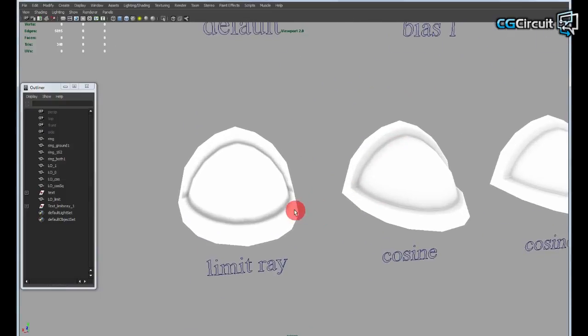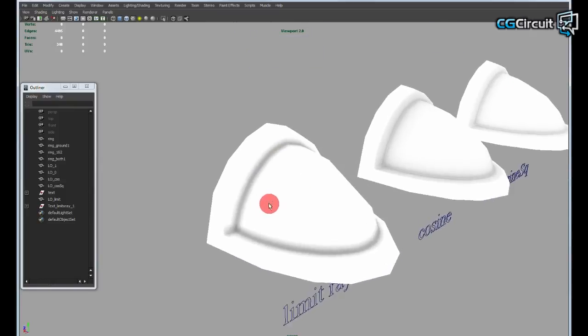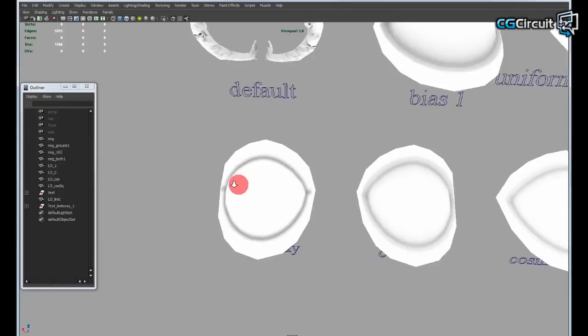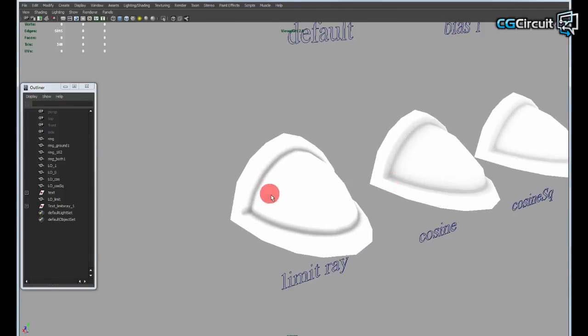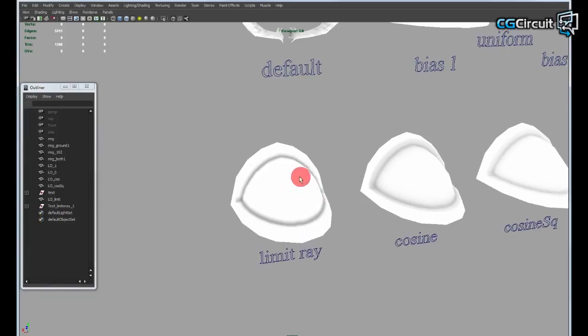Now for limit ray distance, this is what happens. It kind of concentrates the shadowing, and that's the effect that I don't like. So I never have that checked on.